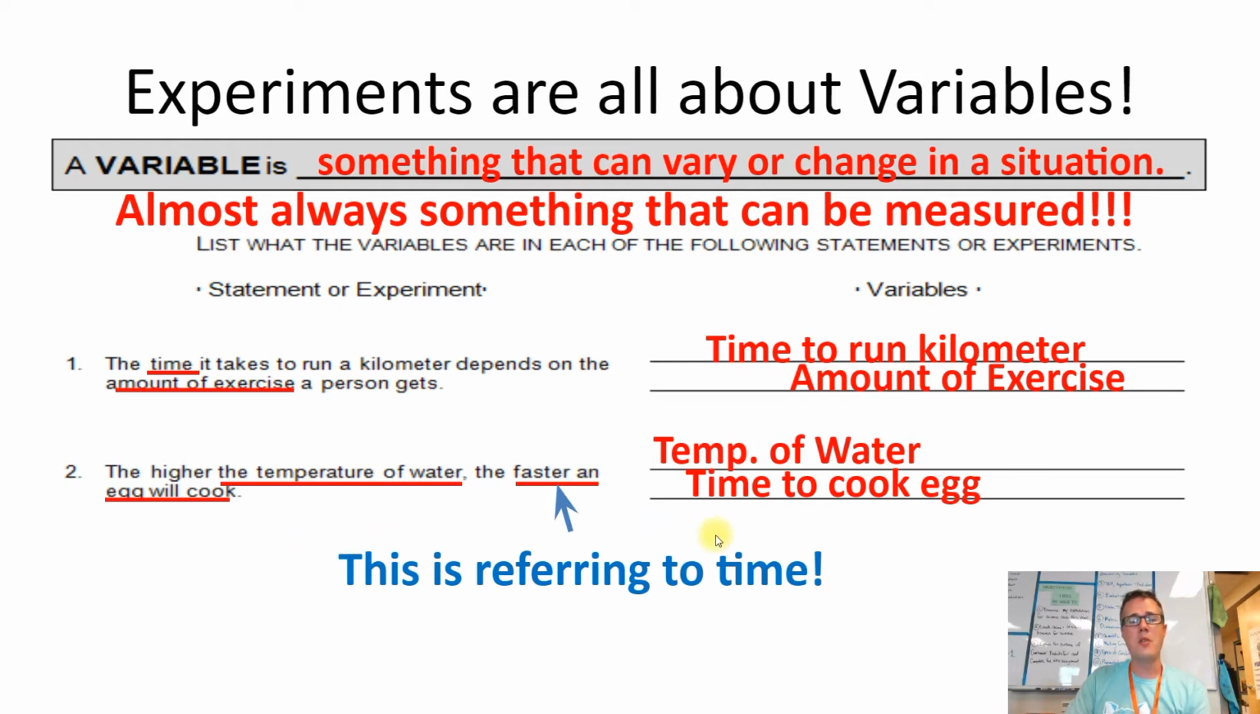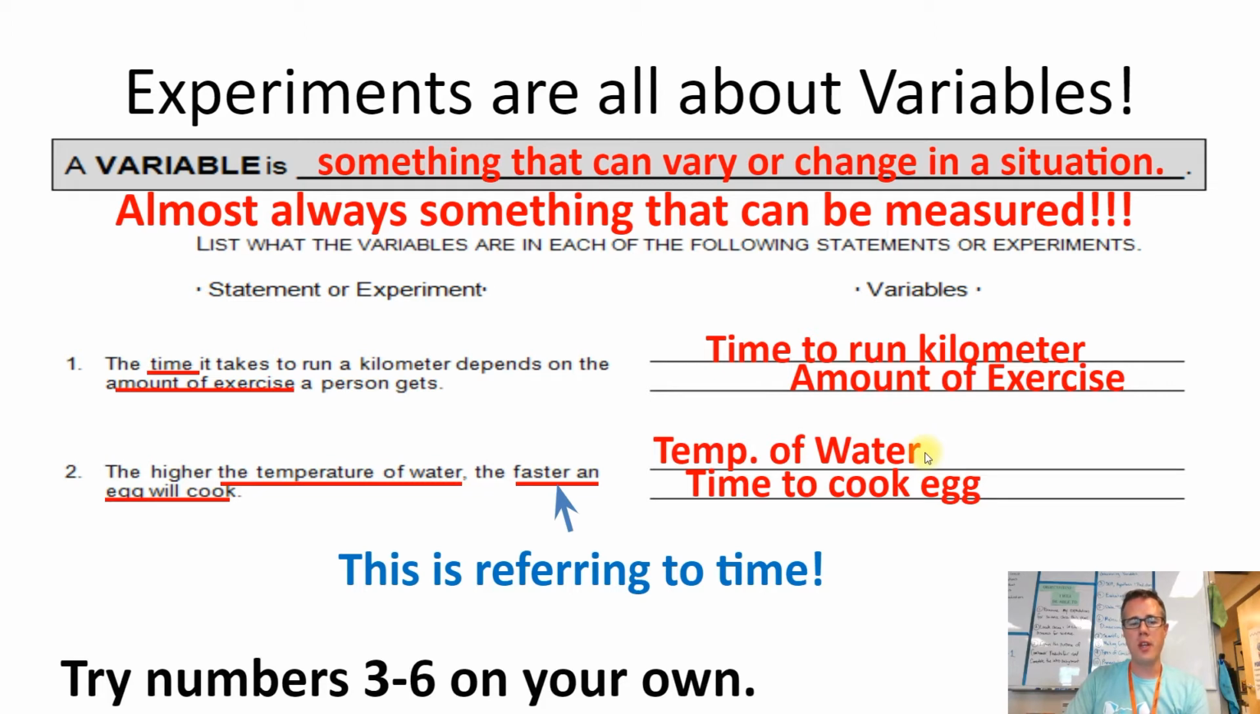One thing that I want to point out to you, and is a really common mistake in this unit, is notice how descriptive I'm being with each one of my answers. I'm not just saying time. That doesn't tell me much. I have to say time to run a kilometer. The next one, I'm not just saying exercise. I'm saying the amount of exercise. You need to be specific with the thing that you're talking about.